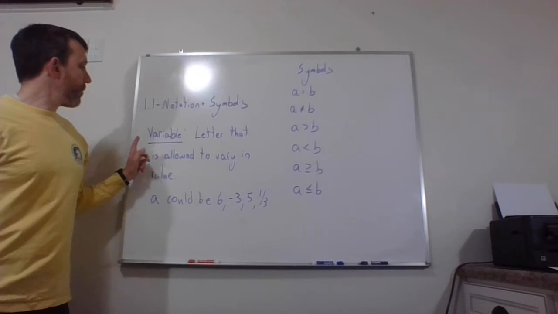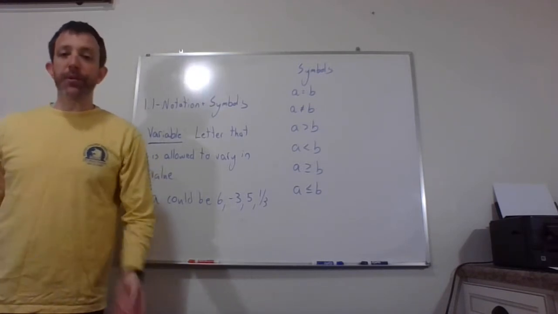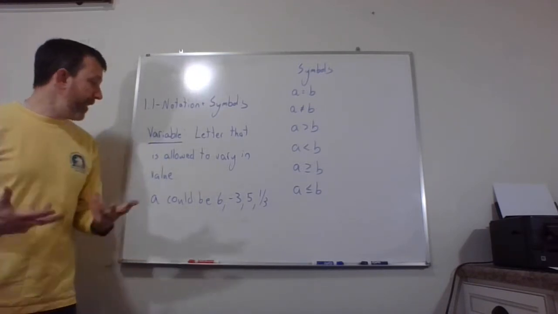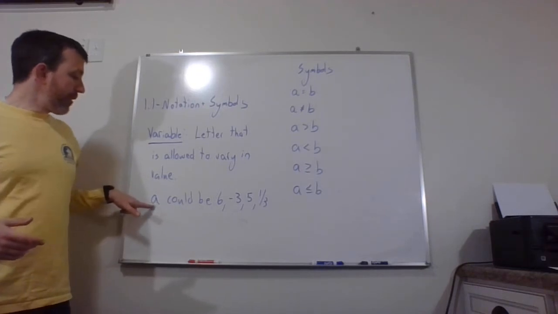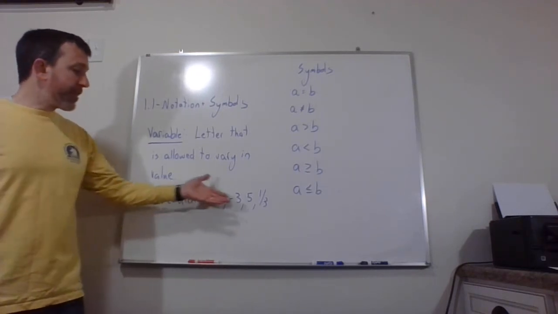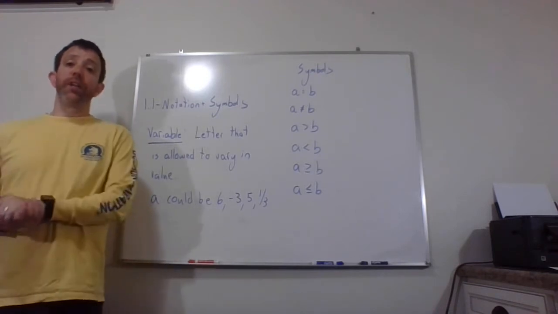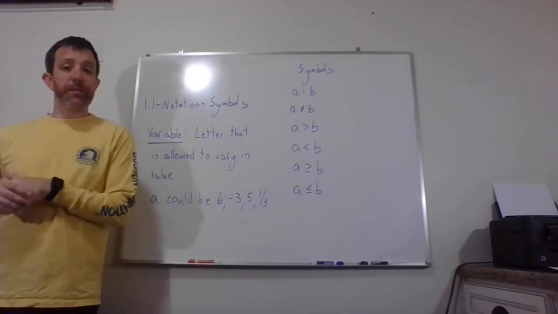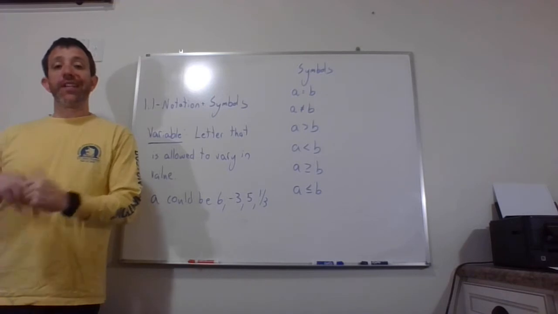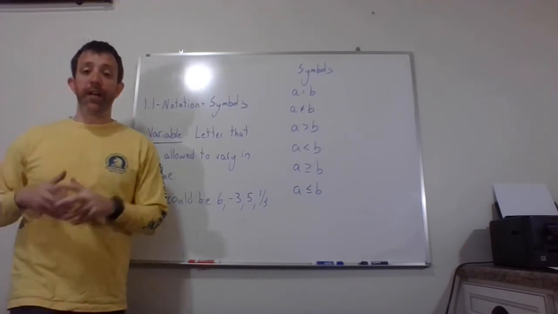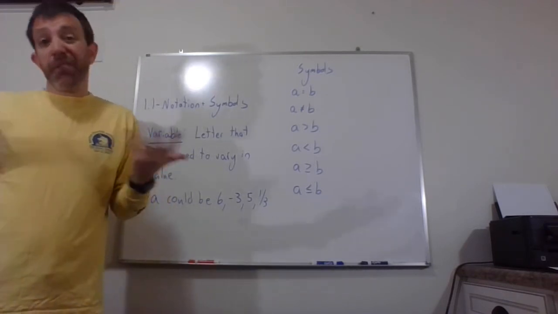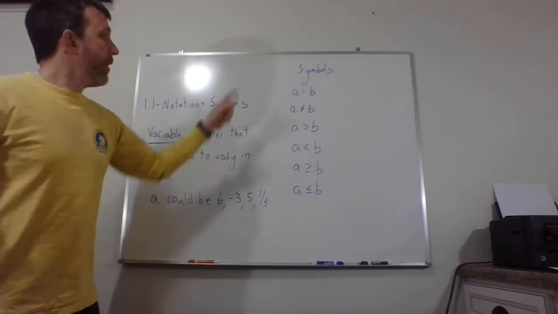All right, so variables. A variable is a letter that is allowed to vary in value. So the variable A could be 6, it could be -3, 5, a third. It could be a whole lot of different things. And that's really what it means to be a variable. Variables can change their value. They're not stuck like a regular number, right? 3 is 3. X, who knows?